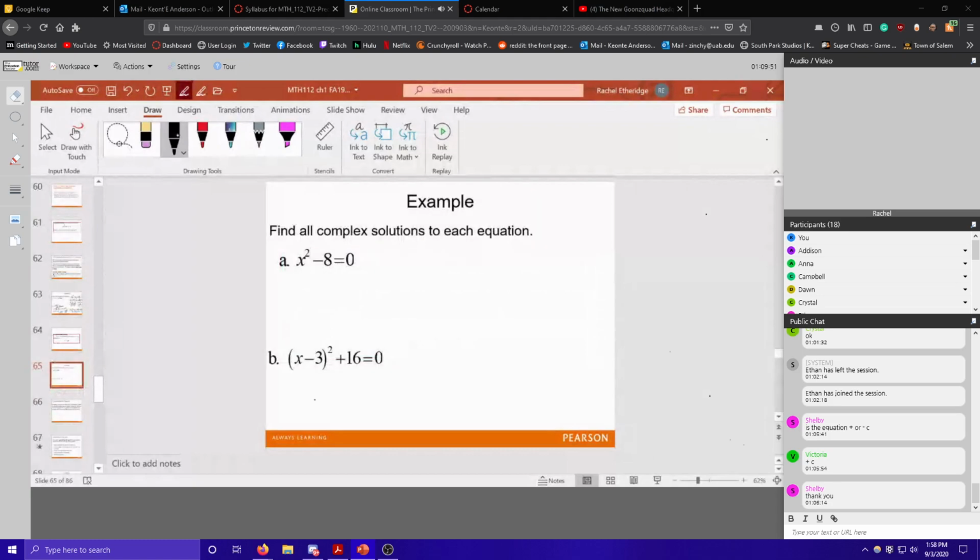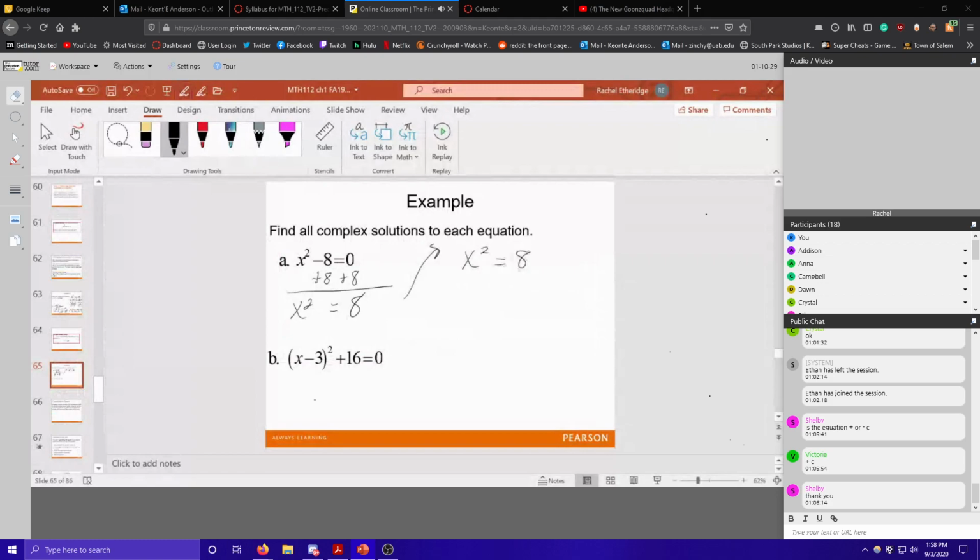So like with this one, I can't factor it because this is not a difference of squares. It also doesn't have a middle term, so I can't factor that one. So my options will be use the quadratic formula or use the square root property. The easiest way is just to add 8 to both sides, thinking that I'm going to use the square root property, probably. So I'm going to get x squared equals 8.